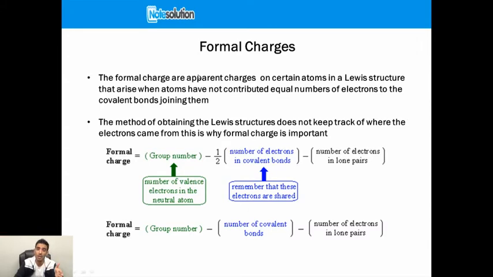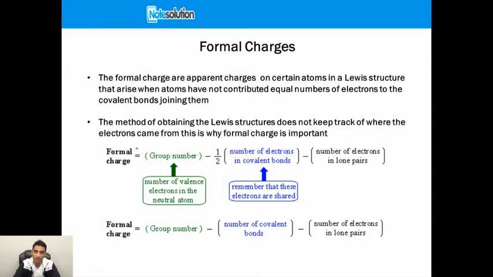So we have to represent this formal charge on those atoms, because a Lewis structure alone does not actually tell us which electron came from which atom. It simply shows us a figure with all the electrons bonded and the lone pairs. So this formal charge actually tells us which electron came from where. The method of obtaining the Lewis structures does not keep track of where the electrons came from. This is why the formal charge is important.